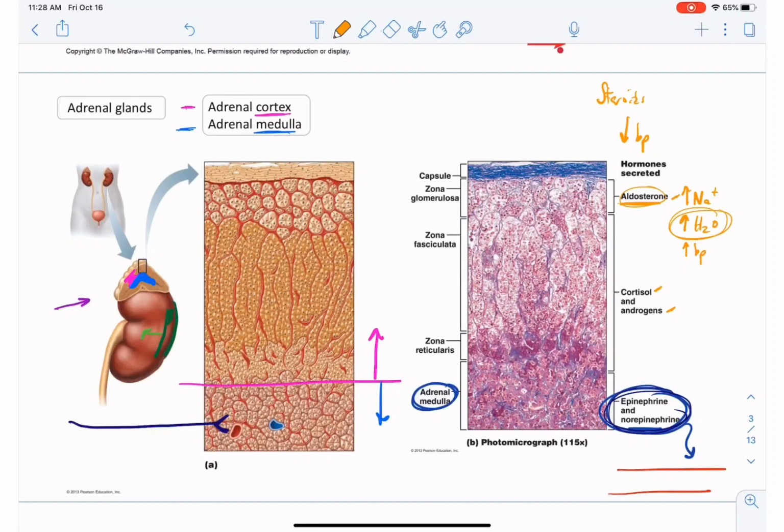Aldosterone is also released during long-term stress. So when stress turns into days, into weeks, perhaps months, and you get into the long-term stress response, aldosterone is going to be released, and it's going to do the same thing. It's going to increase blood pressure. And that's not necessarily a good thing over a long-term period.